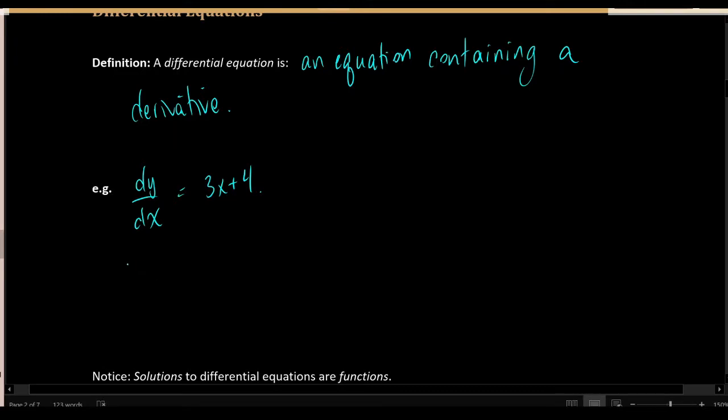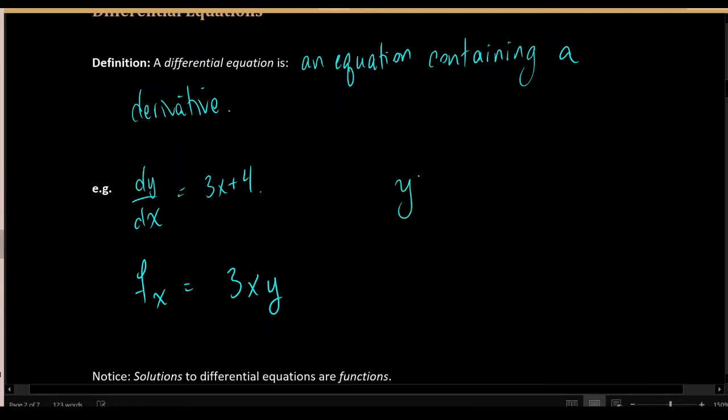In vector calculus, you encountered partial derivatives. A differential equation can just as easily contain a partial derivative. So this would be another example. Something like f sub x is equal to 3 times x times y. This would be another perfectly good example of a differential equation.